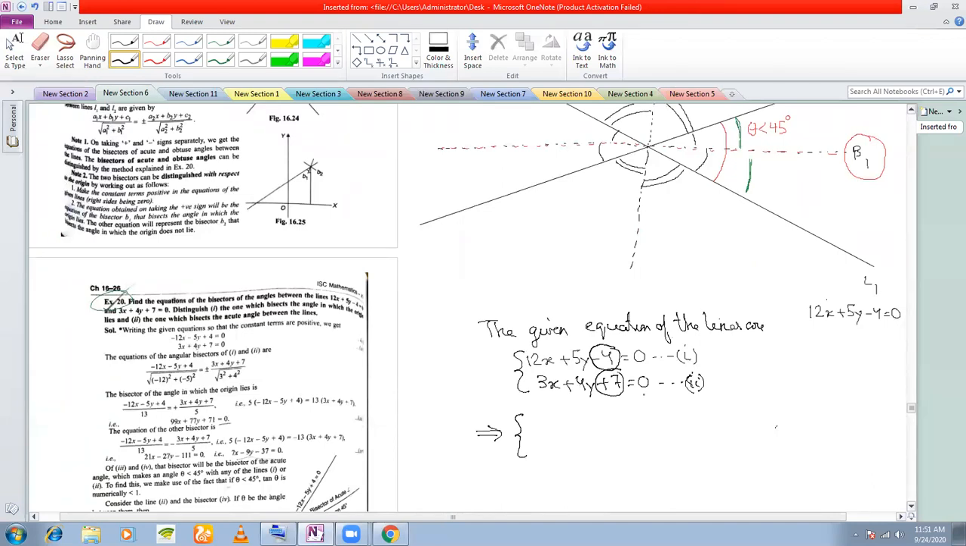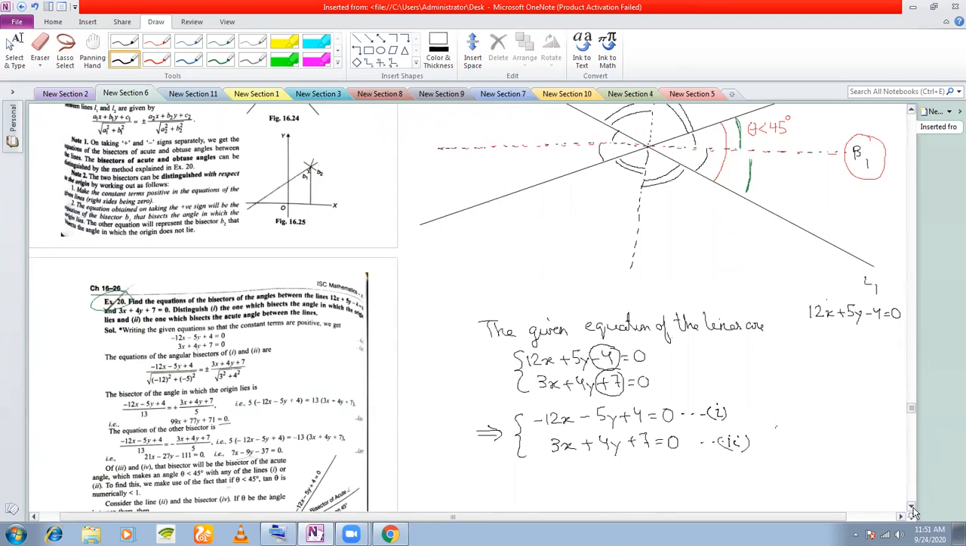So you take everything to the right hand side. You will get minus 12x minus 5y plus 4 is equal to 0. Right? So we have made C1 positive. And the other one you write as it is, because C2 is positive here. Okay. Now let us call this 1 and 2.